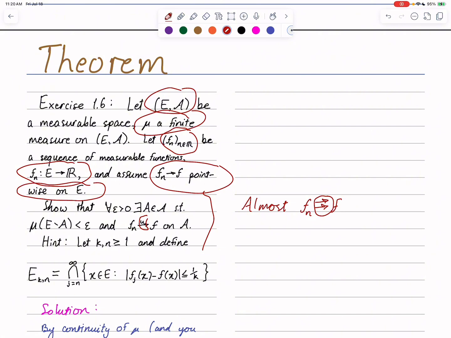And what it means is that if you take any epsilon, and here note that this epsilon is not going to be the epsilon that is used in the definition of uniform convergence, right? So don't think that this epsilon is just like that other epsilon in the statement of uniform convergence. This is a different epsilon. But let's keep going. So if you pick any positive epsilon, then there exists a very large measurable set A.